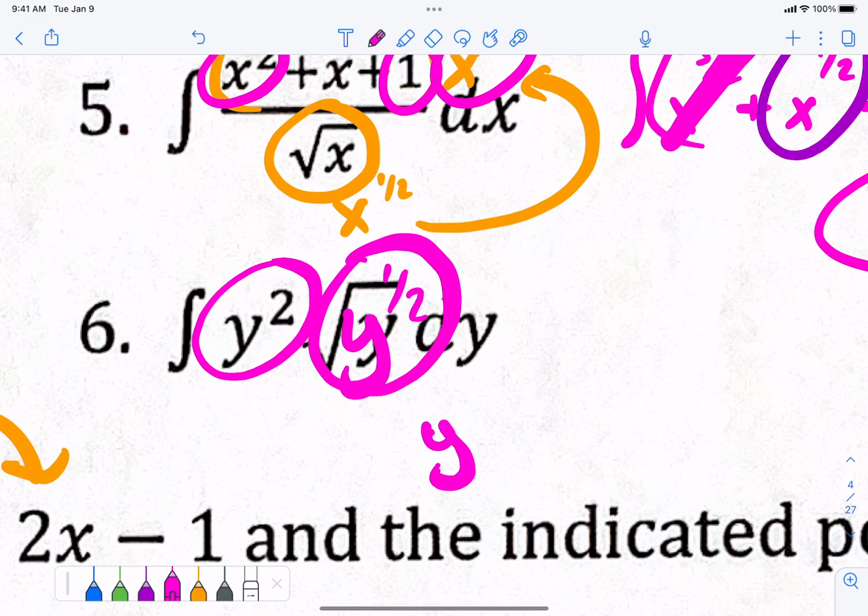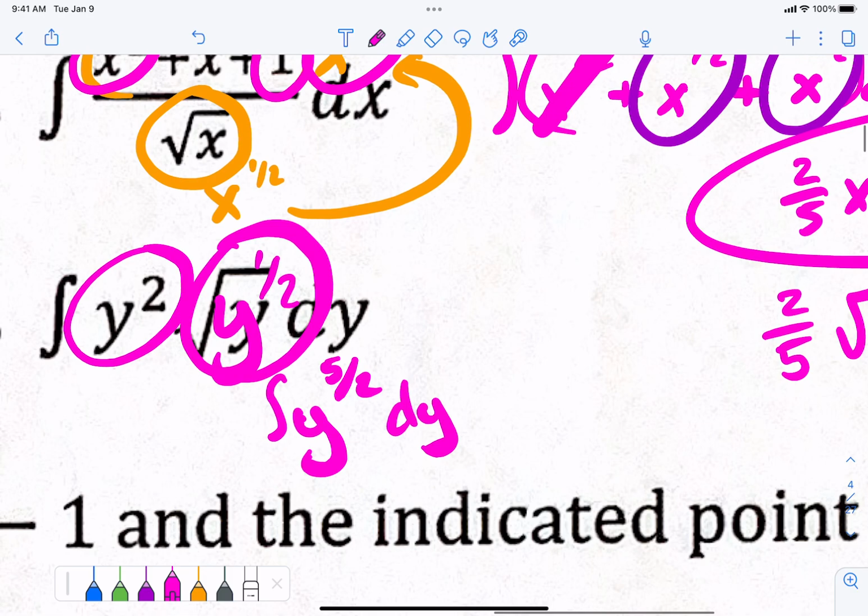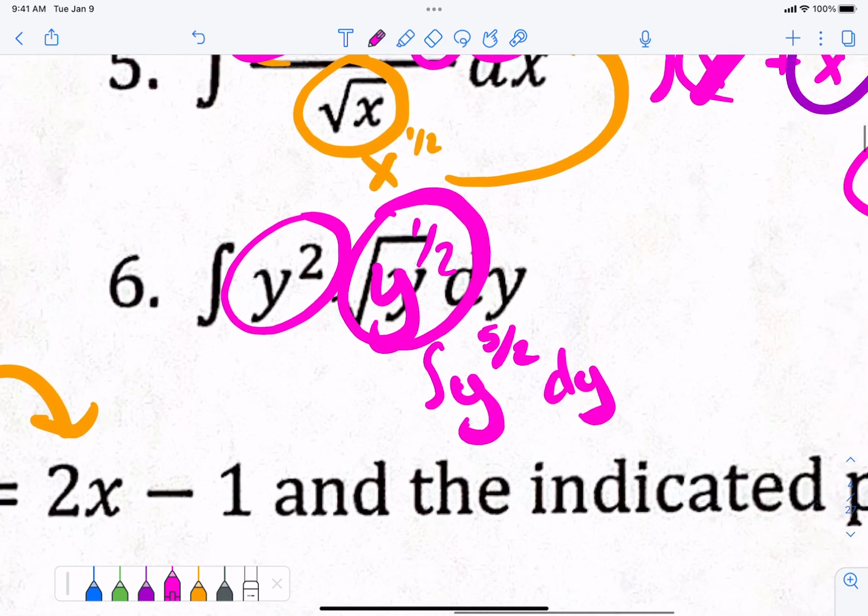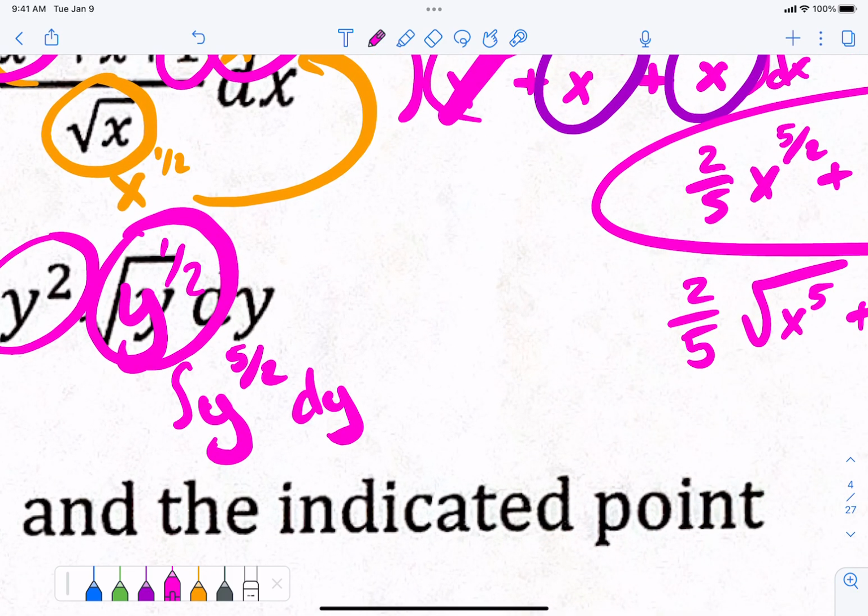1. No, you're multiplying. 5 over 2. It's 2.5, right? You're adding the exponents. You're not multiplying the exponents. You're multiplying the y's, which means you add the exponents. So that's what it looks like when I put those two together. Now we have to find the antiderivative, okay?